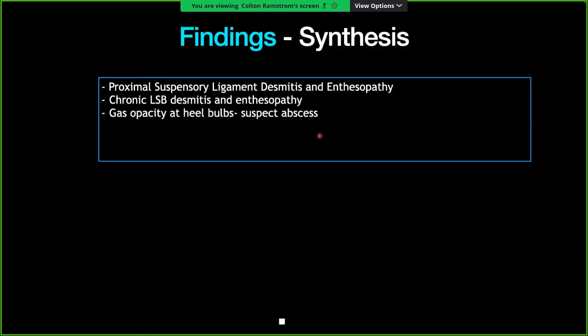So, kind of a synthesis summary of findings on this horse: proximal suspensory ligament desmitis and enthesopathy, chronic lateral suspensory branch desmitis and enthesopathy. So those are the incidental findings that we're seeing on those radiographs that we took for the feet. I did scan that branch. The branch itself had some mild remodeling, some mild scar tissue, but that looked pretty old and pretty quiet.